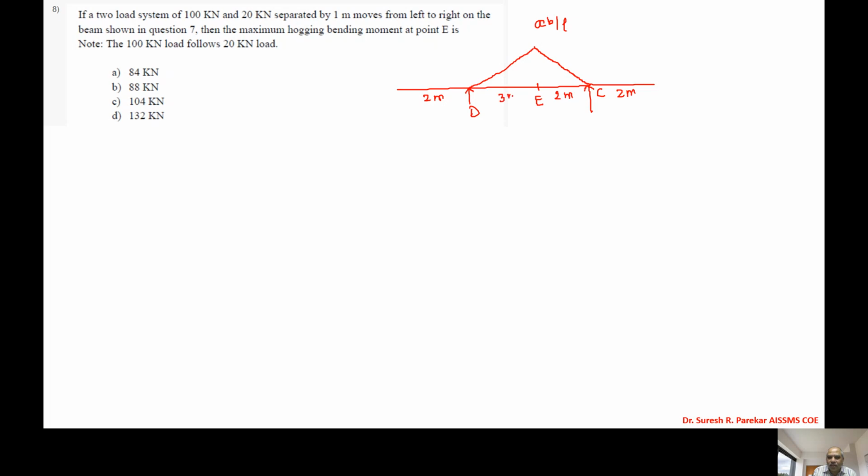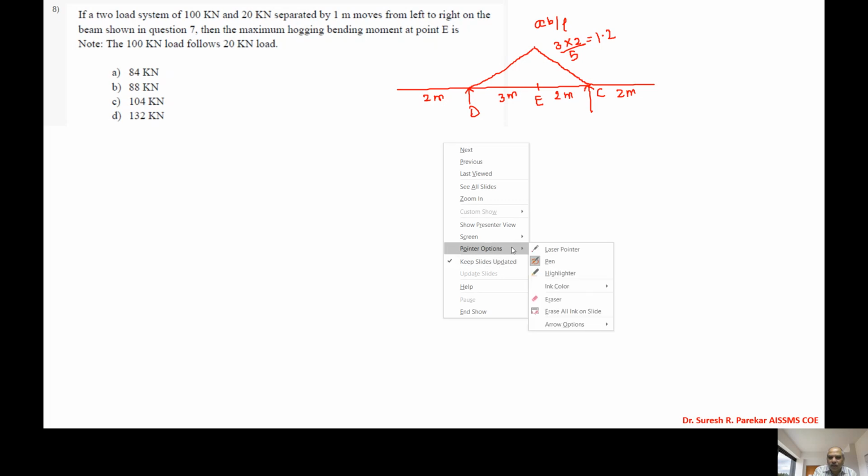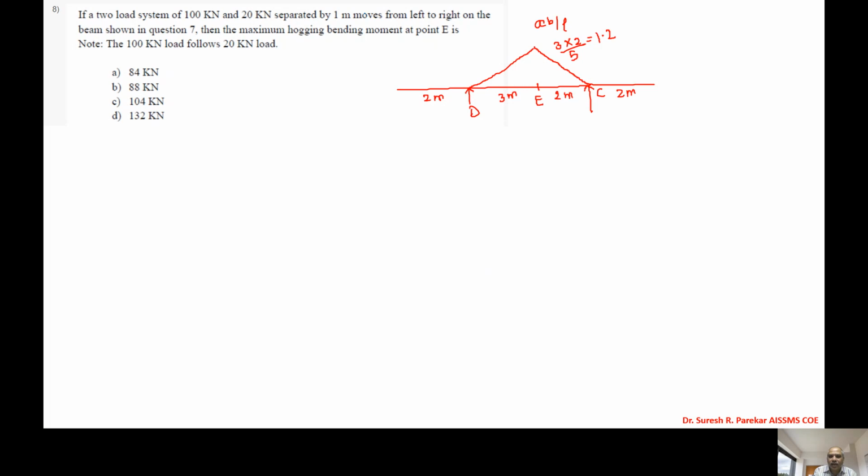Now A we have 3 meters, B we have 2 meters, upon L, and it comes to 1.2. Now we have to extend these values for the cantilever portion, and I will extend it. So this will be the extension of this. The same we have on this side. So on this side, again it becomes 1.2. Then on this side, here we actually have 3 meters. So we will have similar triangles.